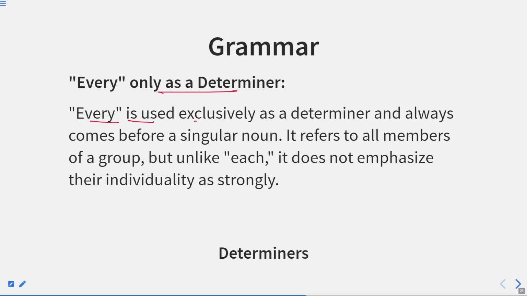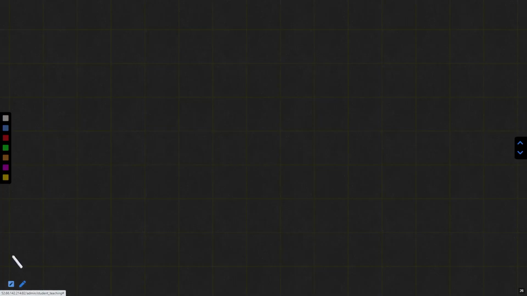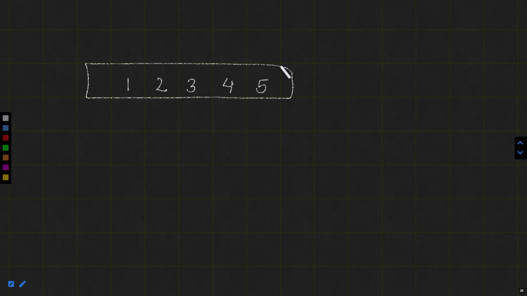Every is used exclusively as a determiner and always comes before a singular noun. It means after every, we have a singular noun and a singular verb. It refers to all members of a group, but unlike each, it does not emphasize their individuality as strongly. Suppose there are 5 members in a group. 1, 2, 3, 4, 5. This is a group which contains 5 members.